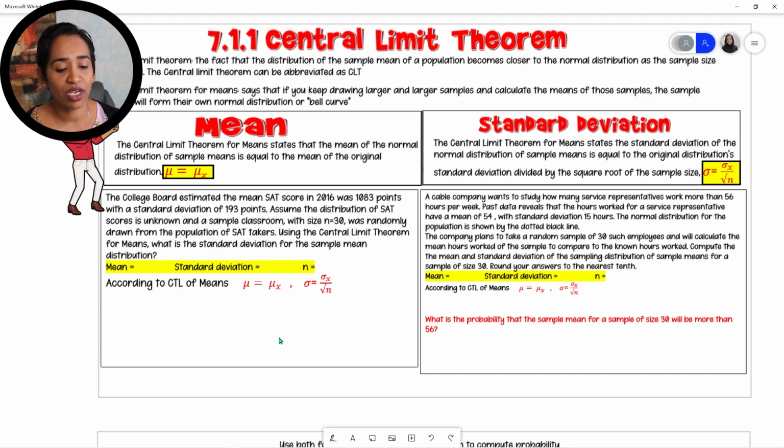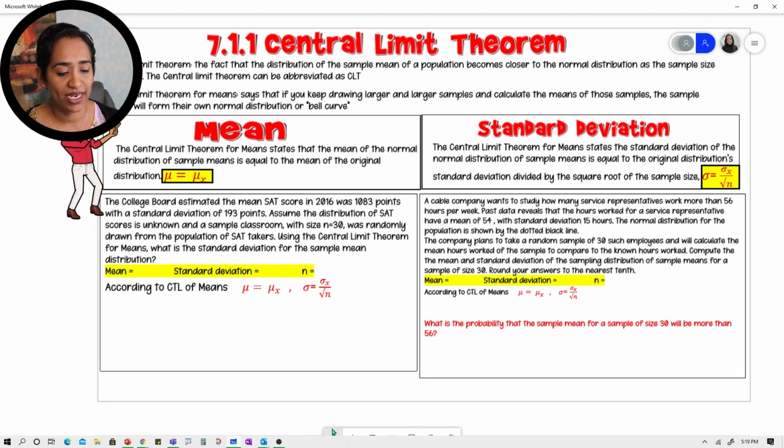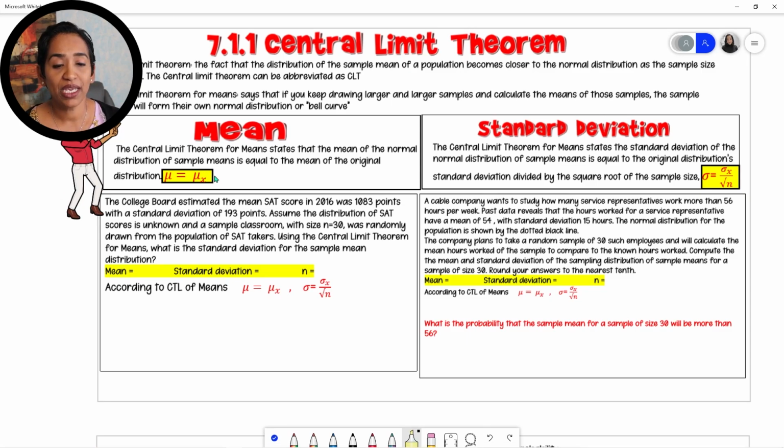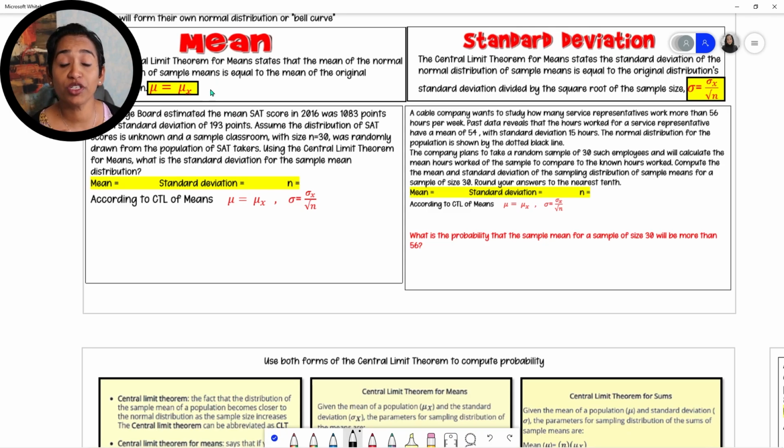It is very important that you all write this down. The mean is equal to, oops, wrong pen. It's very important you understand, according to the central limit theorem, the mean of the population is equal to the mean of the means, and the standard deviation of the sample means is equal to the standard deviation of the population divided by the square root of n. Now once we know that, let's go ahead and jump into the problem.